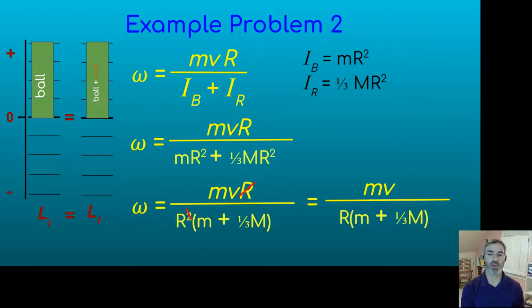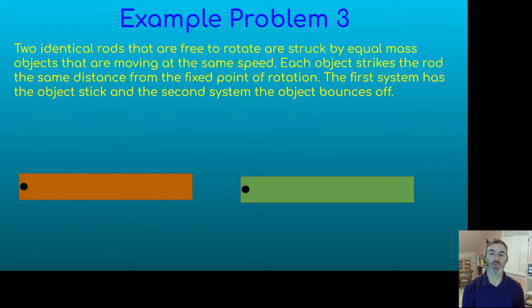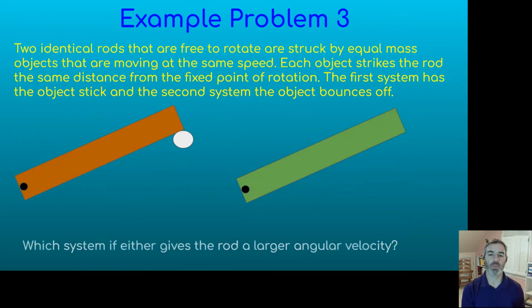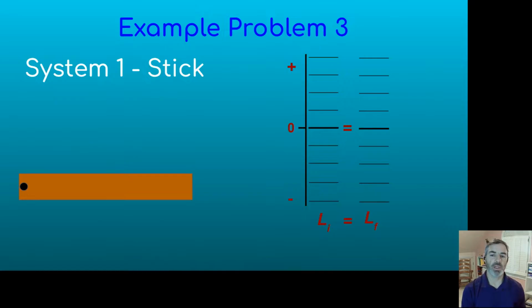So let's look at a third example problem where we have the same rotating rod, two identical rods now. One collides and sticks together like we saw in the previous example. But in this situation, the ball bounces off and rotates the rod. And we want to know which situation gives the rod a larger angular momentum. So we can see that the ball collides and sticks.